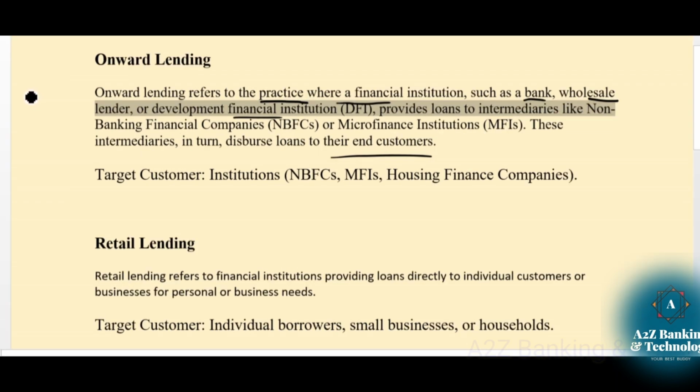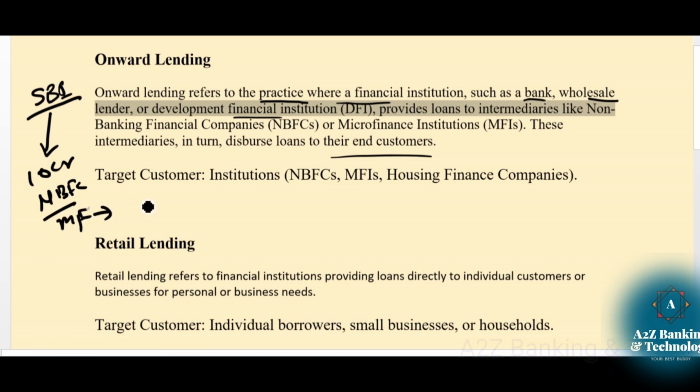Let's understand onward lending with an example. For example, SBI, which is a national government bank, offers 10 crore to an NBFC or microfinance company. These NBFC and microfinance companies directly offer loans to end-user customers. So they will further lend it in the retail segment, retail lending. Let's say, for example, a 1 lakh loan to each customer.